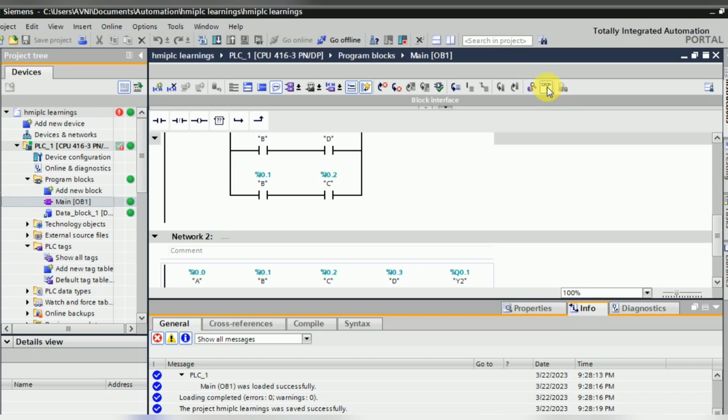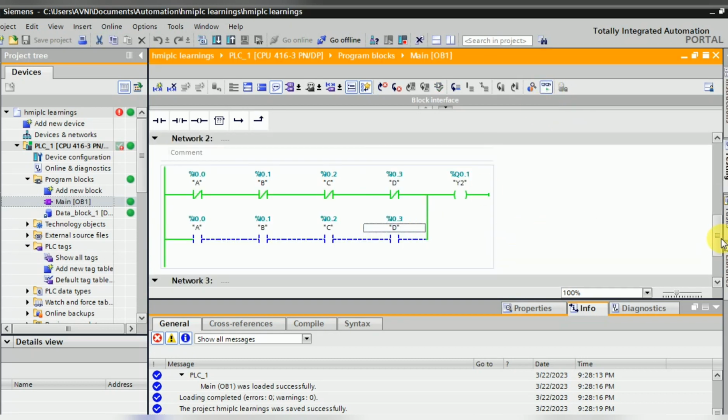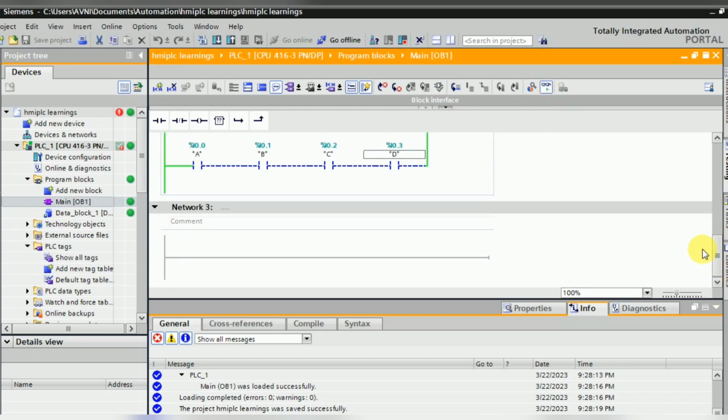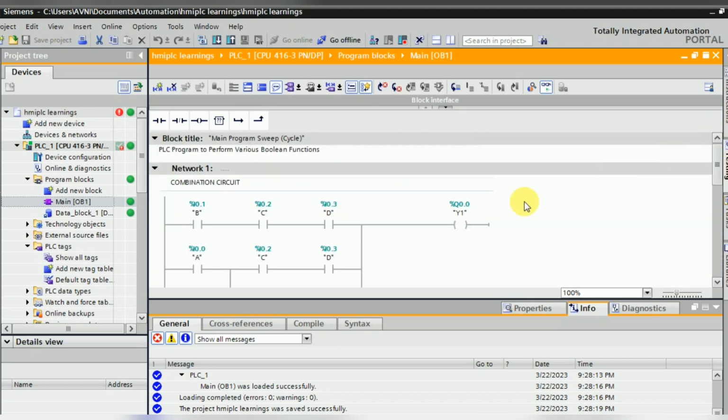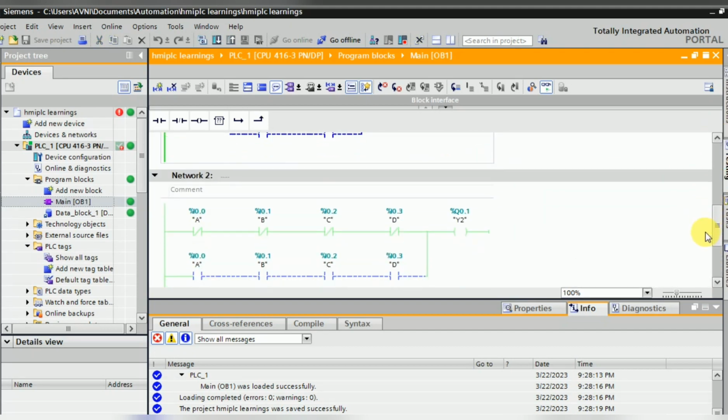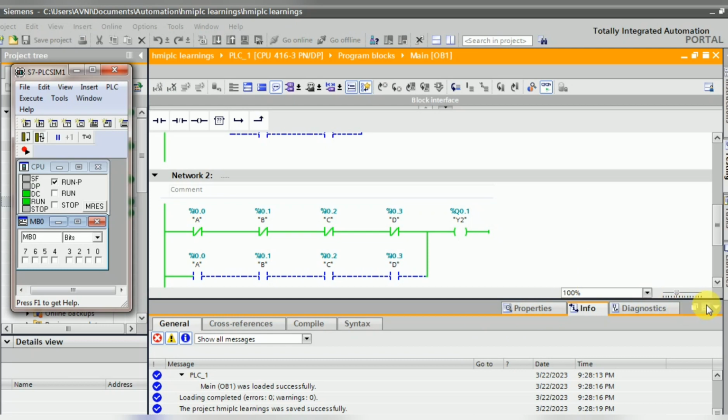Network 2 is developed to obtain output Y2, Q0.1, according to the condition that when A equals B equals C equals D equals 0 or 1, output Y2 is high. As we can see in Network 1, in order to get Y1, output Y1 is high whenever any 3 inputs are high, irrespective of the remaining 1 bit.